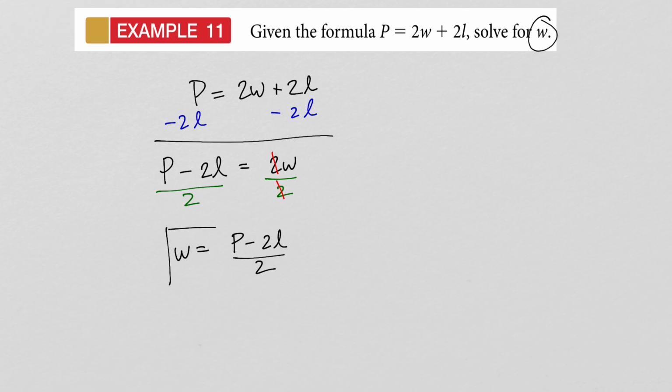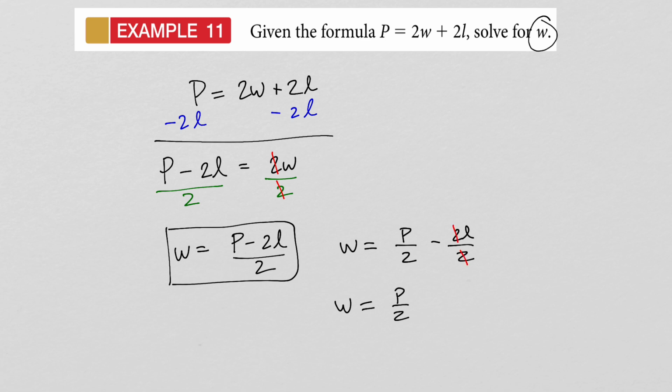Okay, so this is one way to write the answer. Now, you can do this if you want. You could write it as P divided by 2 minus 2L divided by 2. So you could separate the fraction. And if you choose to do that, you could then cancel the 2 here. Okay, but it would still be P over 2 and then minus L. So either one of these is fine.